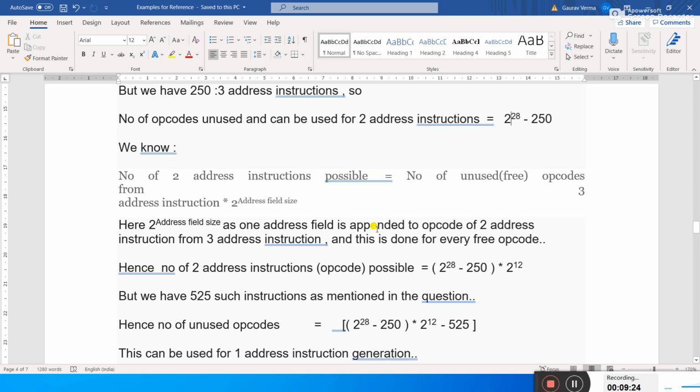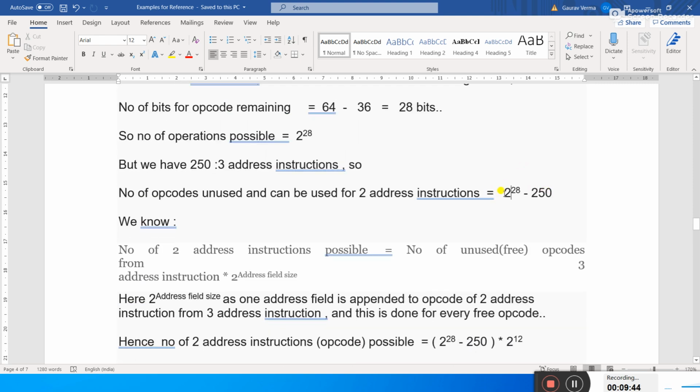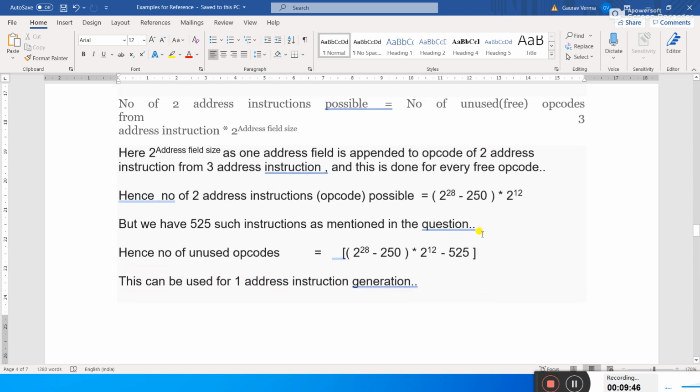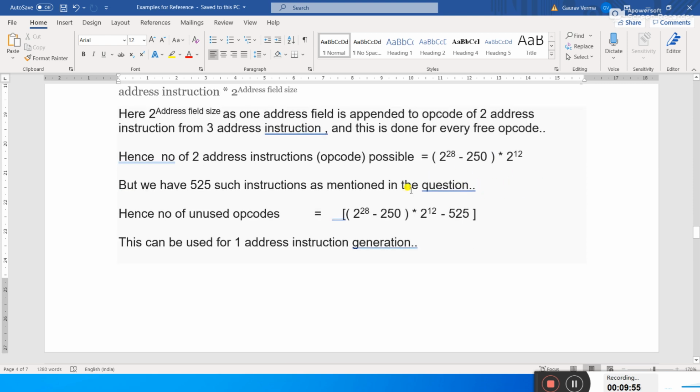Now we will find how many two address instructions are possible. It is the number of unused free opcodes from the instruction multiplied by 2 to the power address field size. So we get 2 to the power 28 minus 250, which we got from here. These are my unused space, multiplied by 2 to the power 12, which is my number of instructions for the 2 address code.